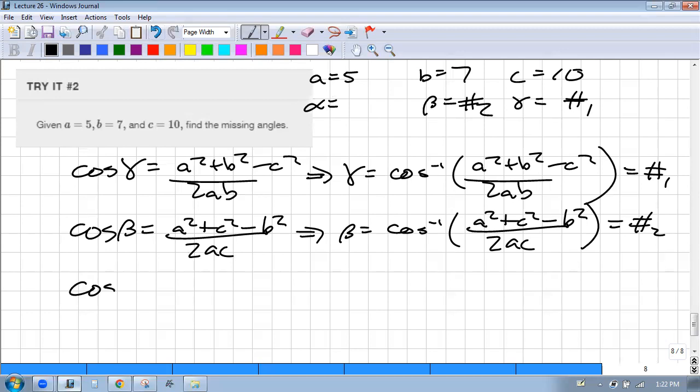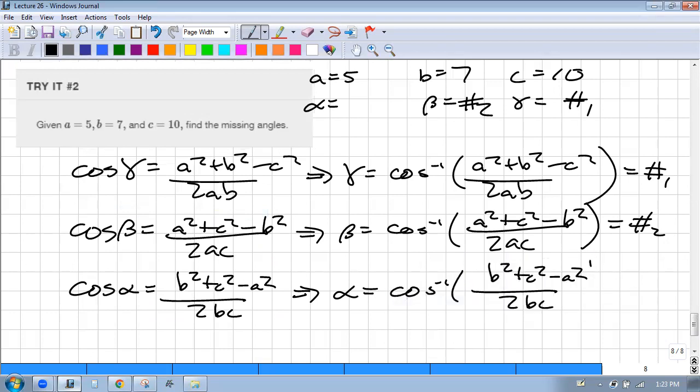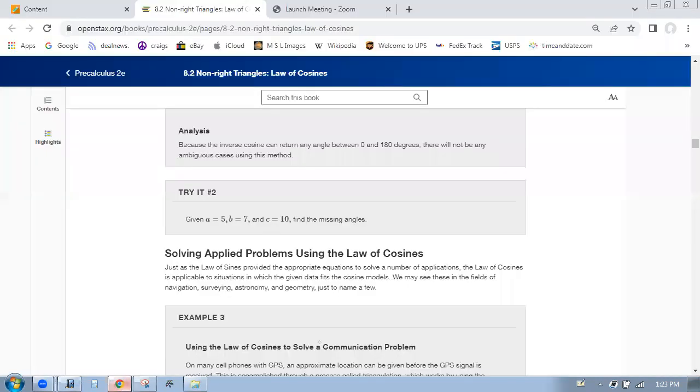I mean, you could do it the long way. Cosine of alpha would be b squared plus c squared minus a squared over 2bc. So alpha is cosine inverse of all of this stuff, if you wanted to do it the long way. But again, at this point, this angle is 180 minus these other two angles. That's a lot faster. Subtract. Any questions? Okay, so far it's just plug and chug.